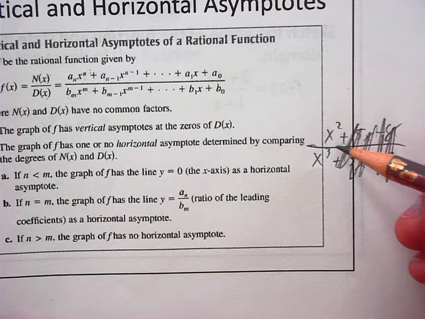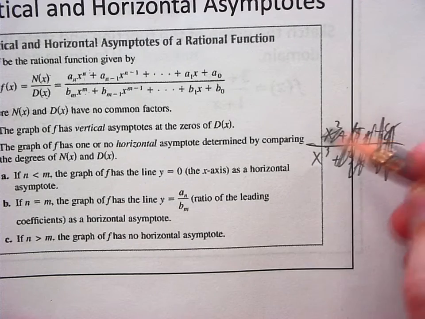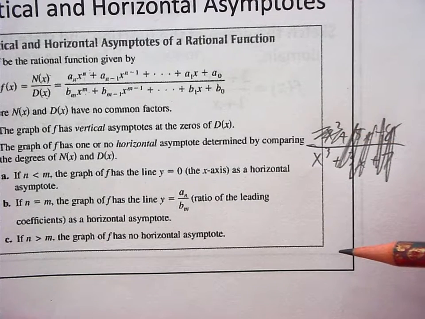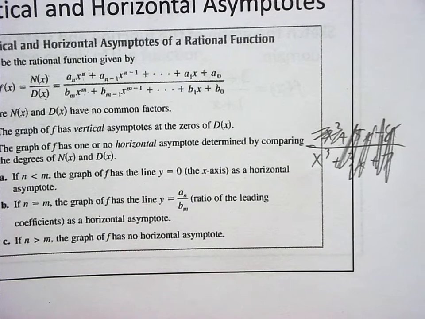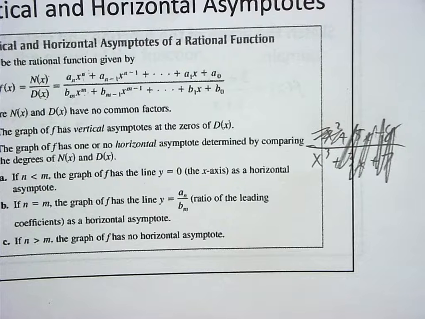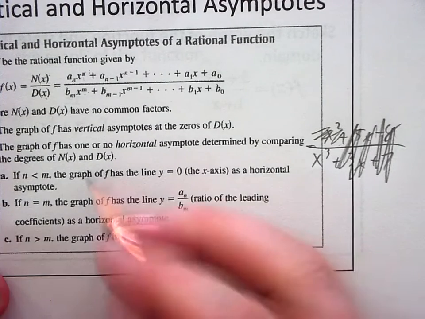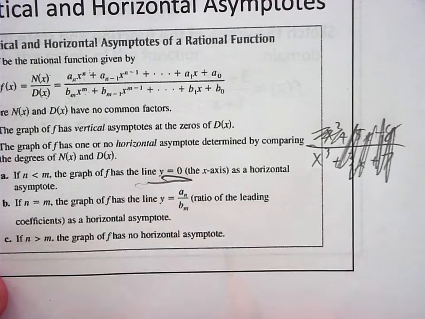does this top number matter? No. Essentially, you can treat it as 1. If I have 1 over a gigantic number, what's that approaching? 0. You have 1 over an infinitely large number, this thing just gives you y equals 0.